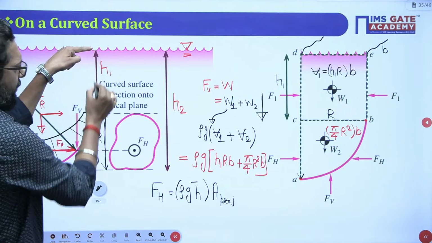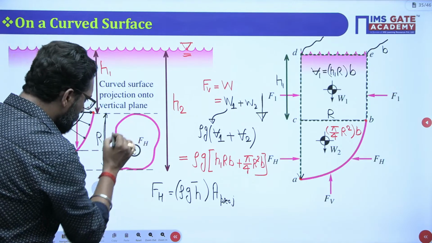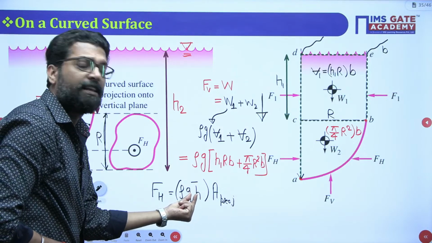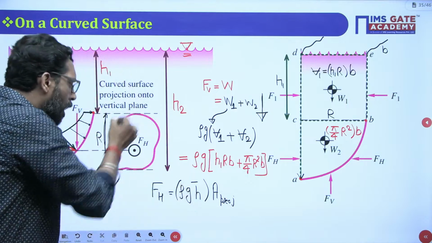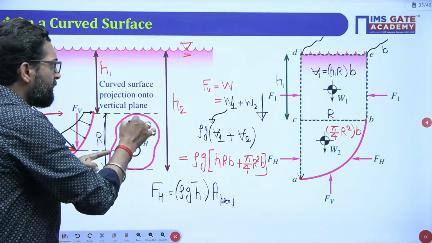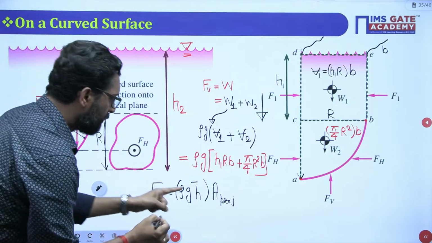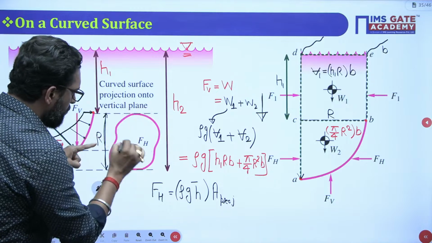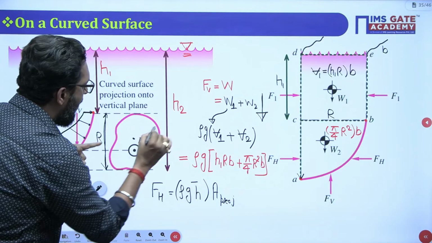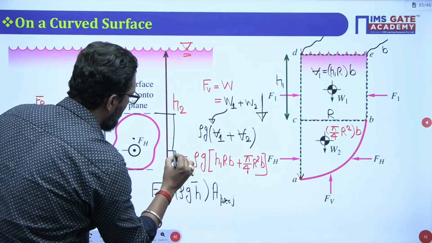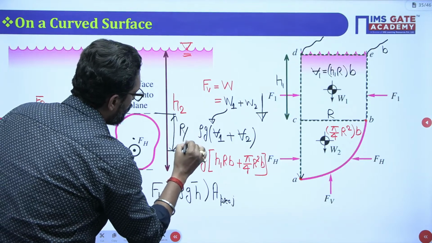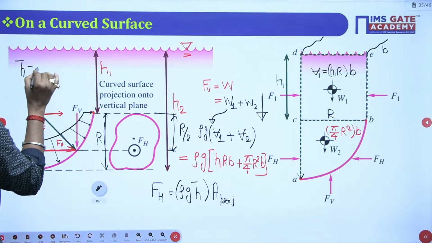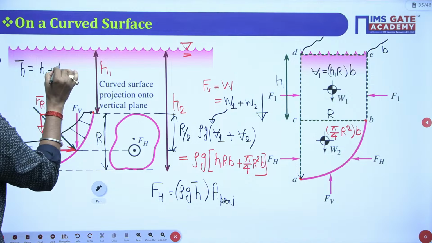Now let's suppose there is H1. So what is the CG of this from the free surface? This h bar is the CG of the vertical projection from the free surface. The CG of this one is R by 2. So H1 plus R by 2 is h bar.